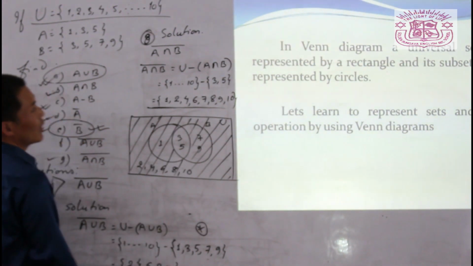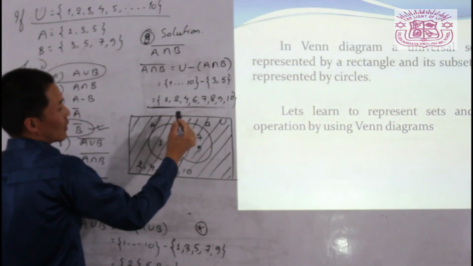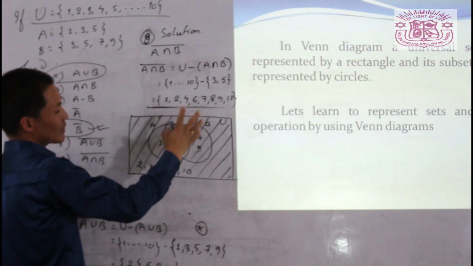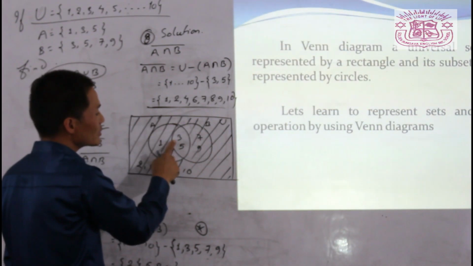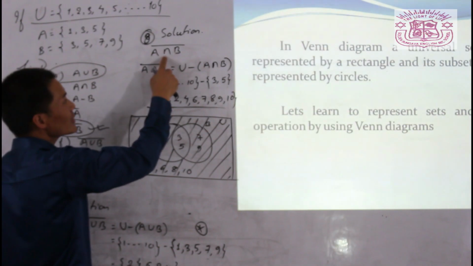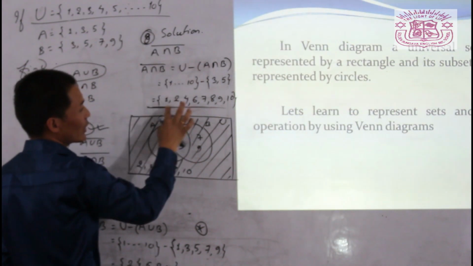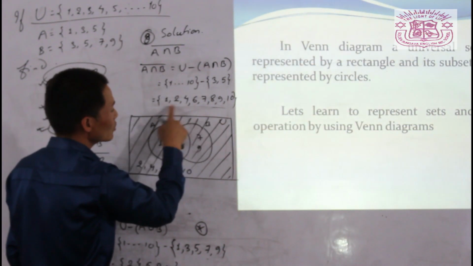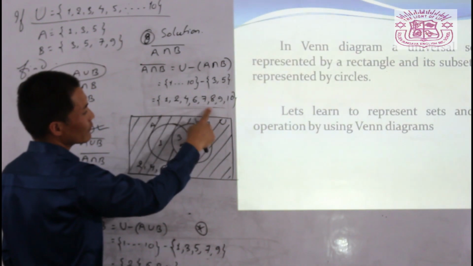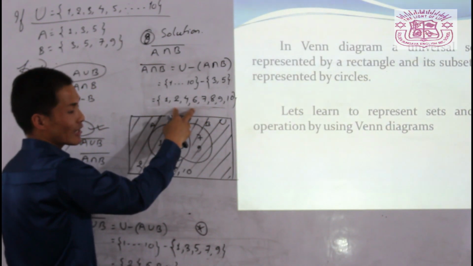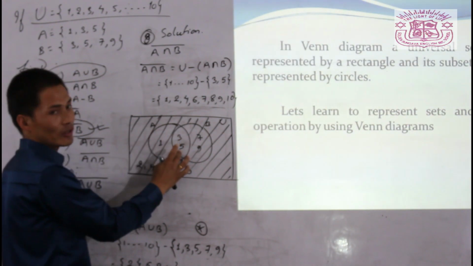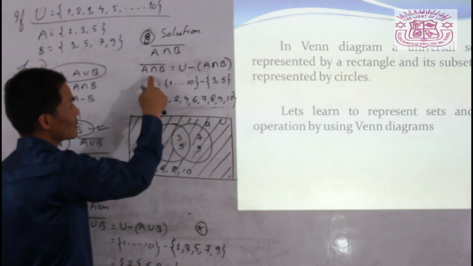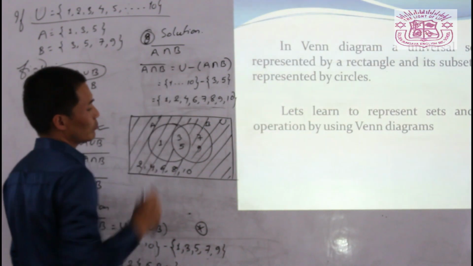This way we solve. We just make the shadow except 3 and 5. We do not make shadow in this part since this is A intersection B complement. Here also you can notice there is no 3 and 5, right? Is there 3 and 5? No, 3 and 5 has not been mentioned. So we make the shadow except this part, 3 and 5. This is called A intersection B complement.